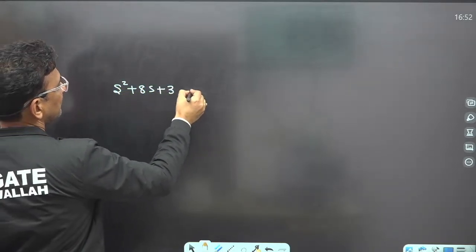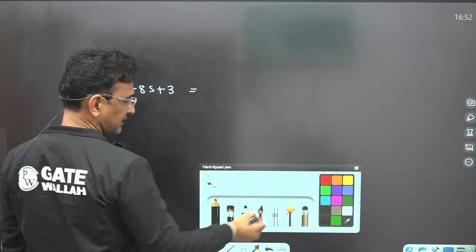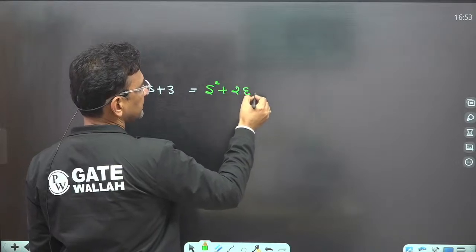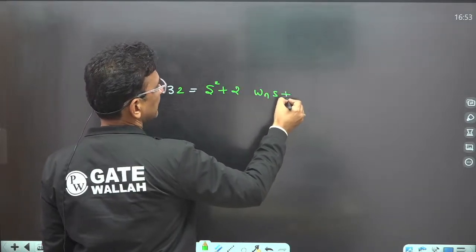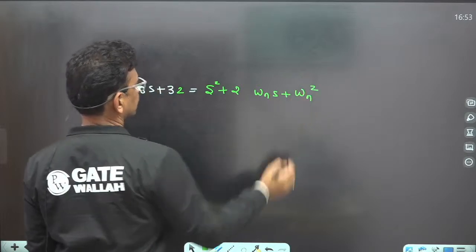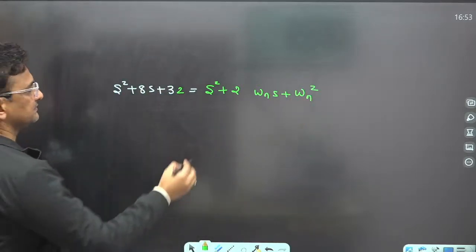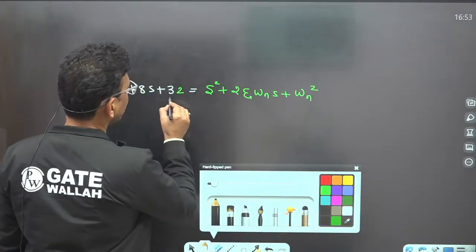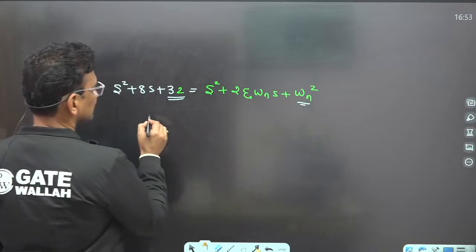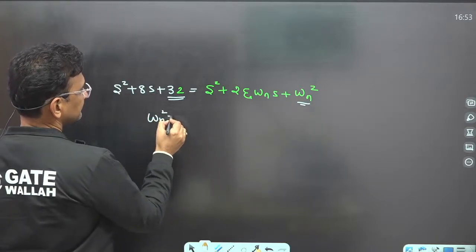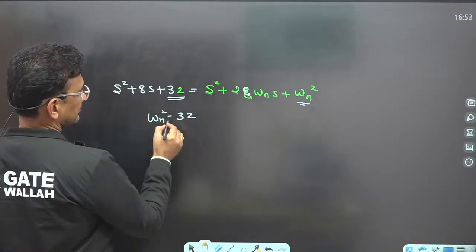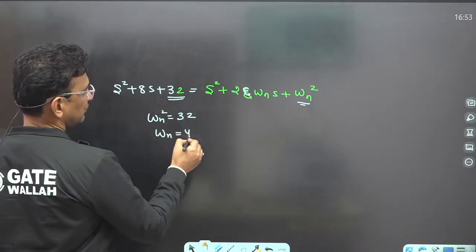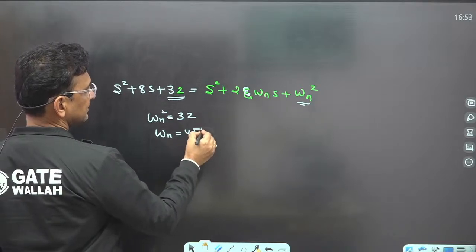To find out the omega n, I am comparing this term with a general term, s square plus 2 zeta omega n s plus omega n square. Clear? Now omega n, that we have to find out. So omega n square is the 32 and omega n will be 4 root 2. This is the third corner frequency.